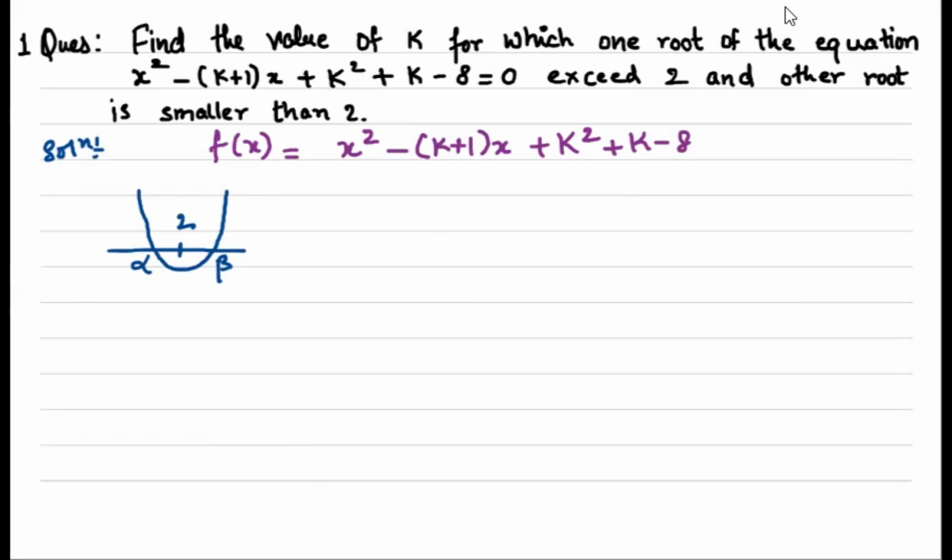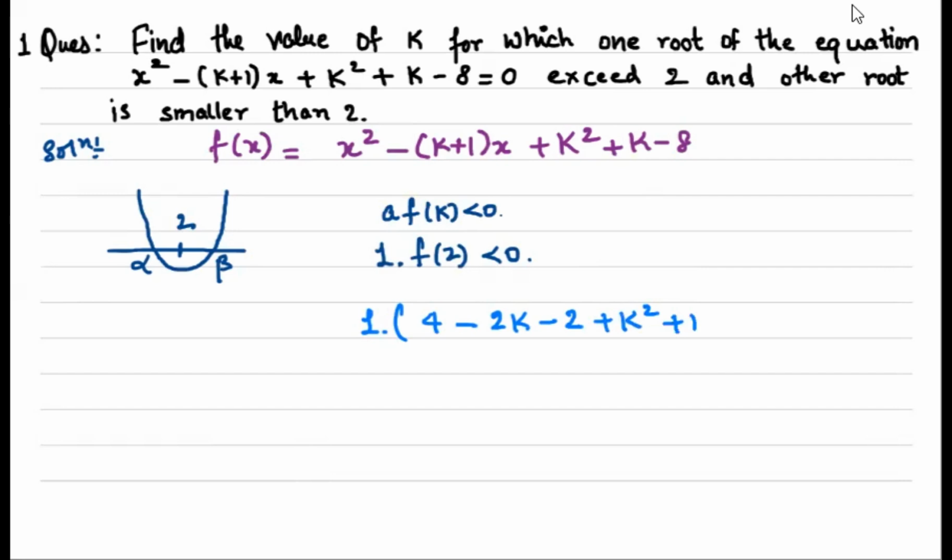All right. So now the condition here is a times f of k should be less than 0. a is 1 and f of k, the k value is how much? 2. So f of 2 should be less than 0. Now we need to figure out how much is f of 2. So f of 2, if I just plug in the value 2 here, that means 2 squared is 4 minus 2(k plus 1), that is minus 2k minus 2, plus k squared plus k minus 8 is less than 0. Okay. Now, simplifying it further, we get k squared minus k minus 6 is less than 0.